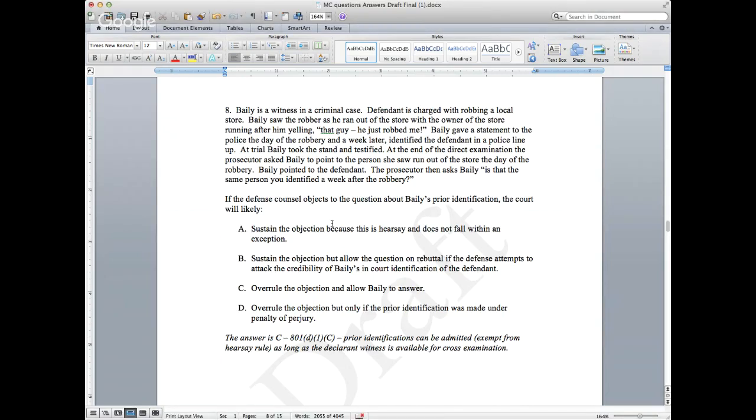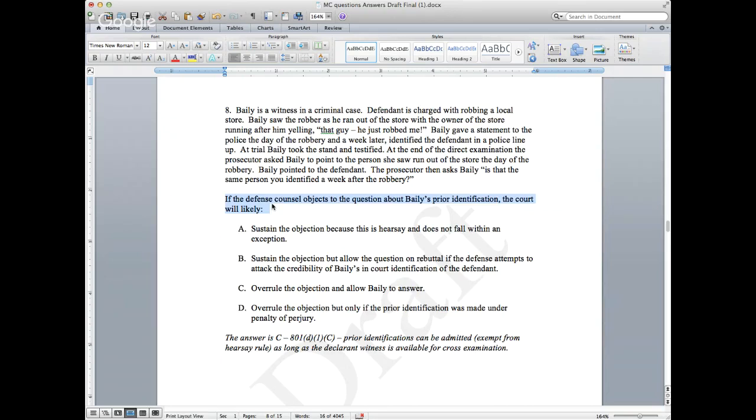Okay, so for this question, if the defense counsel objects to the question about Bailey's prior identification, the court will most likely. This actually gives us a lot. Defense counsel objects to Bailey's prior identification in court. So we understand this is going to be one of those hearsay exceptions about prior identification. So let's read through the question, because it seems like generally this is going to be let in because it falls within the hearsay exception for prior identifications. And obviously you have to be available for cross-examination, present at the trial.